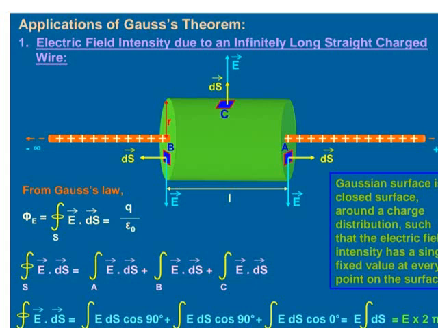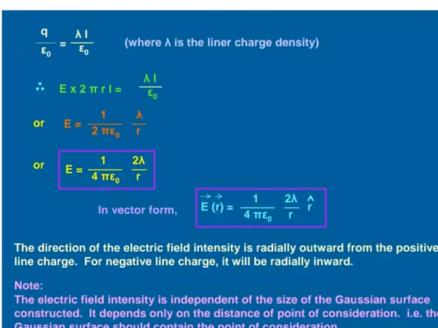Now the integral of dS will be equal to 2 pi RL. So we get the flux equal to E into 2 pi RL. The charge enclosed by the Gaussian surface, Q, will be equal to lambda into L. So by using the Gauss theorem, phi E equals Q upon epsilon naught, we get E into 2 pi RL equals lambda L upon epsilon naught. That means E is equal to lambda upon 2 pi epsilon naught R, right?